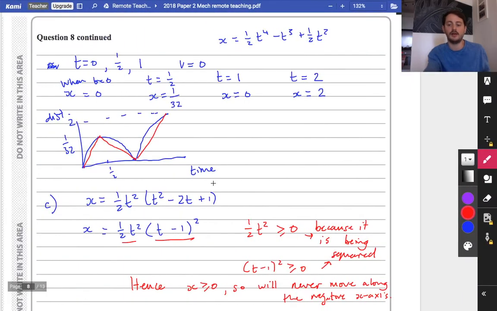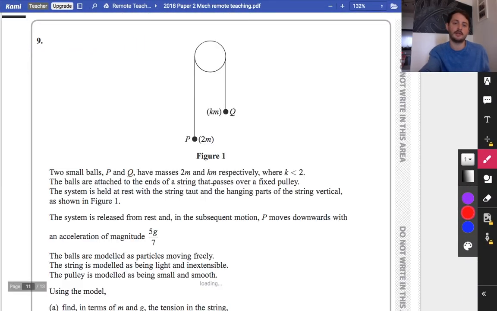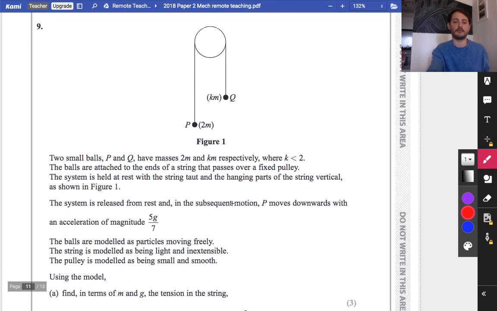Okay, last question now, which is question 9. This is one of my favourite types of topics. We're looking at connected particles and forces. So two small balls, P and Q, have masses 2m and km respectively, where k is less than 2. As soon as I see this, I start thinking, okay, this one is lighter than 2m, so I know that this one is going to be moving upwards, and this one over here is going to be accelerating downwards. The balls are attached to the end of a light string that passes over a fixed pulley.